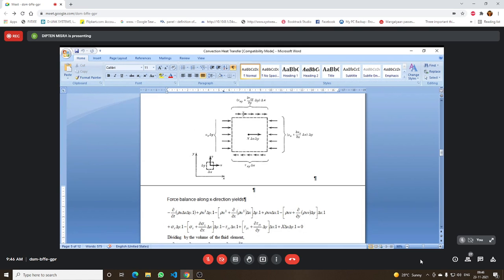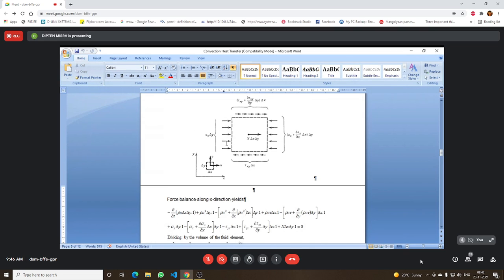So this stress is acting on a face which is normal to the y direction, and acting along the x axis. So this will be called tau yx, indicating that it is acting on a face which is normal to y and acting along the direction of x.